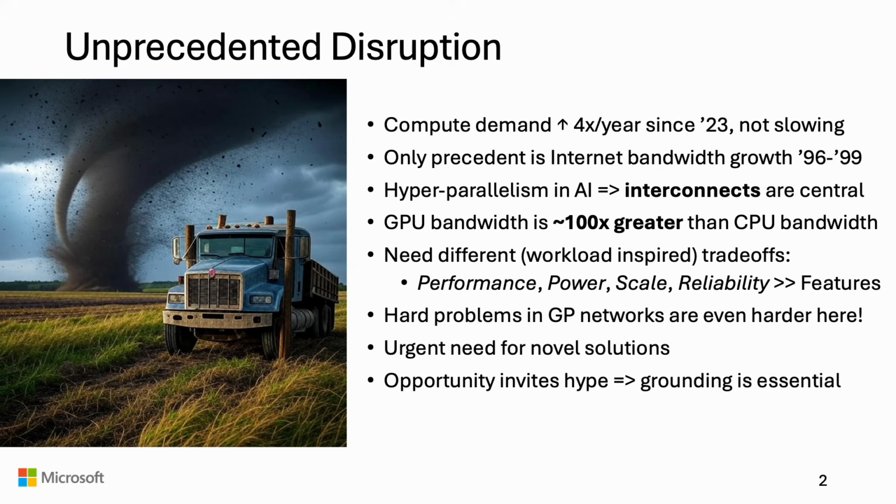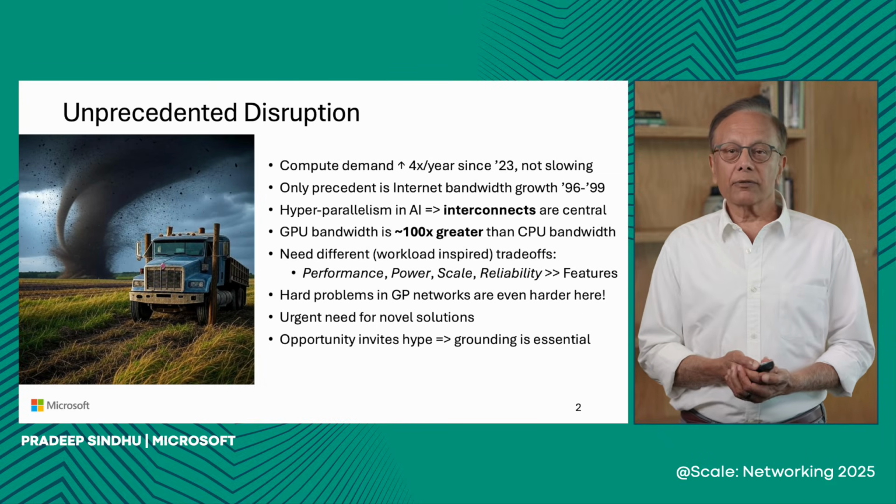So it's almost cliche to say that AI is causing disruption. The compute demand has gone up by a factor of 4 in the last 2 years, and it doesn't show any signs of slowing down. And the only precedent I can think of is the internet bandwidth growth by the same factor between 1996 and 1999, and I was right in the middle of that tornado.